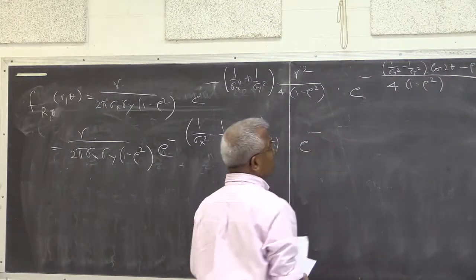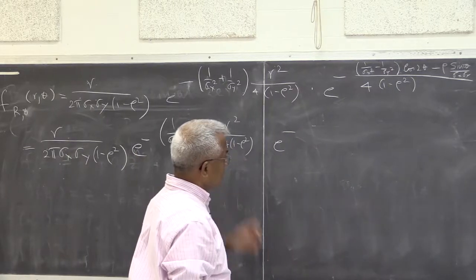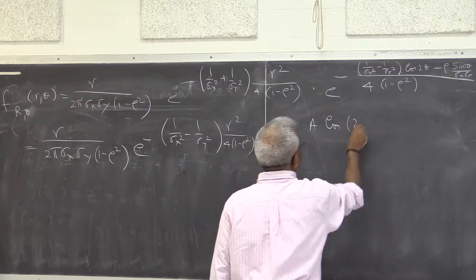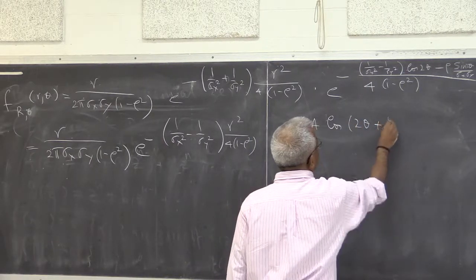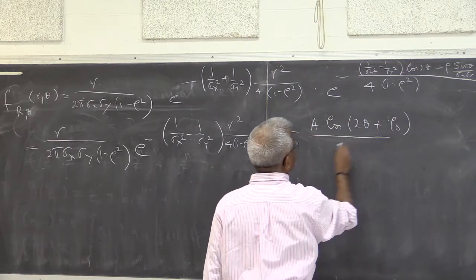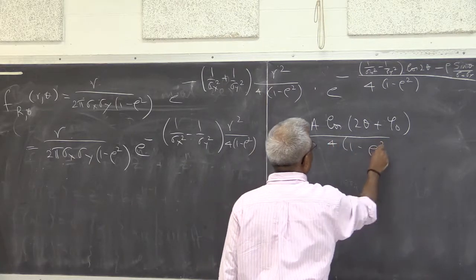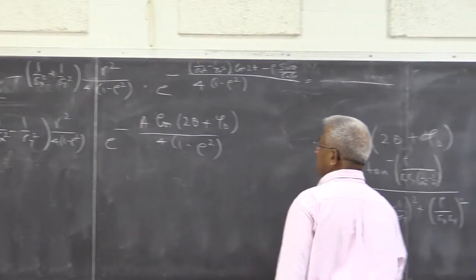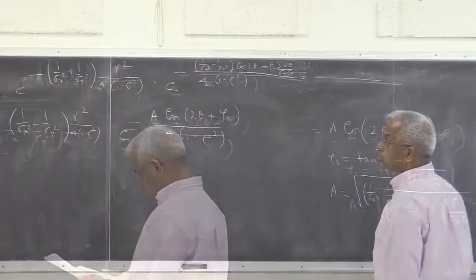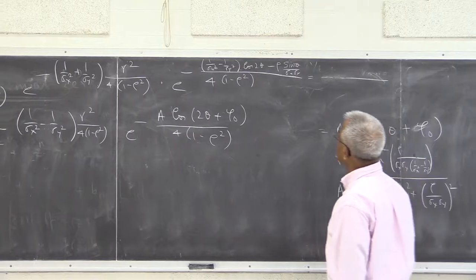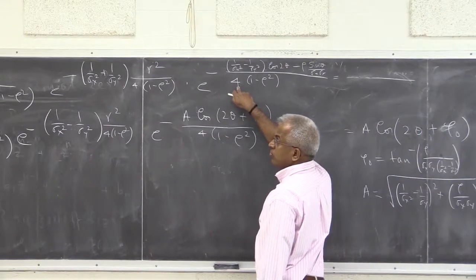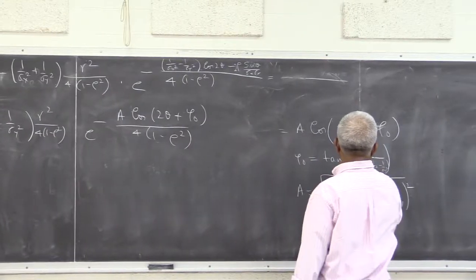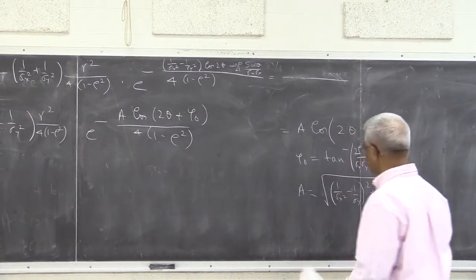and e raised to minus a cos(2 theta plus phi naught) over 4 multiplied by 1 minus rho squared, where a and phi naught are given by these terms. I believe because we brought this 4 common term there will be a 2 here, which means there will be a 2 here and there will be a 2 here.